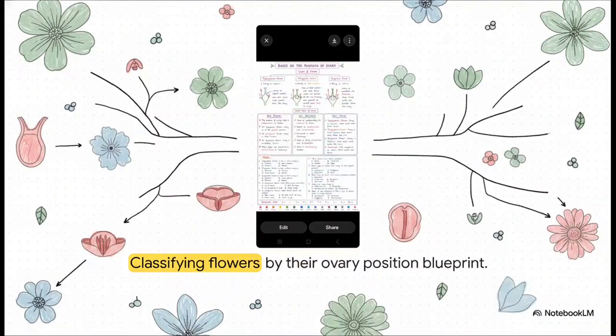So, our source material for this is basically a brilliantly organized botanical cheat sheet. And what it does is break down complex plant taxonomy based on just one single, absolutely crucial structural feature, and that's the position of the ovary. Think of this document as our treasure map for today's entire journey.